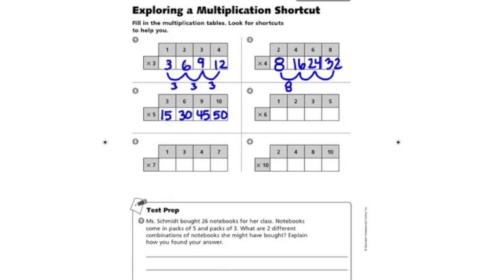On to question number 4, we have 1 times 6, which is 6, 2 times 6, which is 12. We have 3 times 6, which is 18. And we have 5 times 6, which is going to be 30.